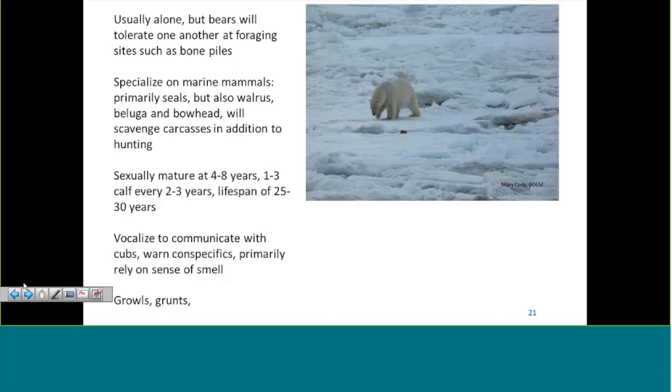When in the water, polar bears swim with their heads and ears out of the water for the most part, so impacts from underwater sound is less of an issue when you're thinking of polar bears. However, polar bears may be impacted by the effects of noise if prey species are displaced in areas where the bears are hunting. They vocalize to communicate with cubs and to warn off conspecifics, but primarily they rely on the sense of smell.